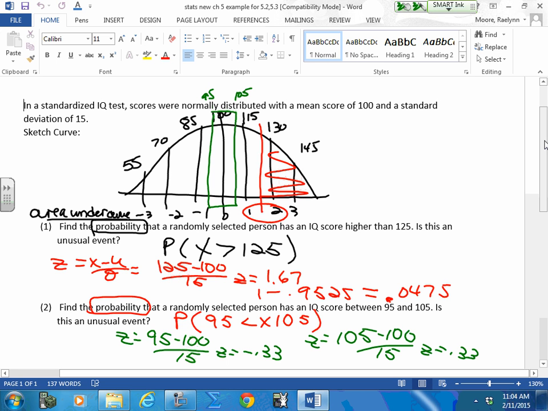Now, I need to find the probability. Therefore, I need to find the area under the curve. So what do I do next? Go to your chart. 0.3336. You're going to find both areas, and what are you going to do for your areas? Subtract them. You're going to find one area to be 0.3707 and one area to be 0.6293, and you're going to subtract them.